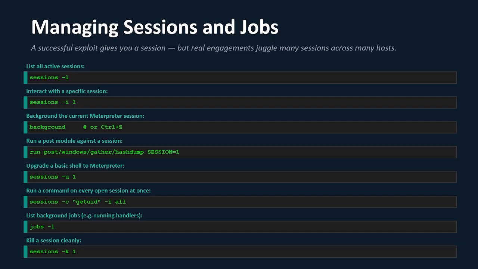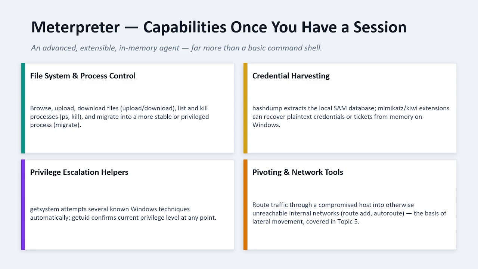So then you can crack the various accounts or see the various user accounts which are enabled. You can upgrade to a basic shell. You can run a command on every open session at once, list background jobs, and kill various sessions. So with capabilities, once you have a session, it's really up to you. You can grab files, upload or download files, start or kill processes, and harvest credentials.